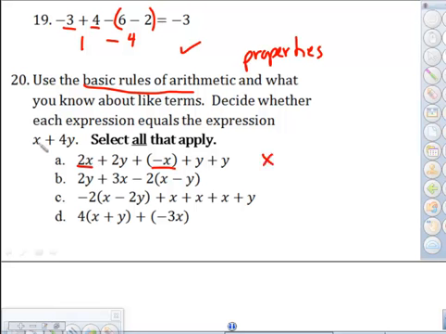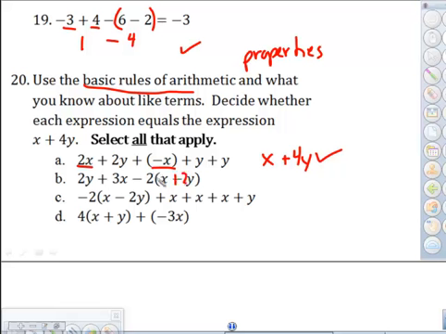Okay, so far we're on the right track. Then how many y's are over here? 2. So we got 2y plus 2y, that'll give me 4y. So this one checks. Okay, now this one I have to distribute, right? So that's going to be negative 2x, and a negative times a negative will become a positive 2y.